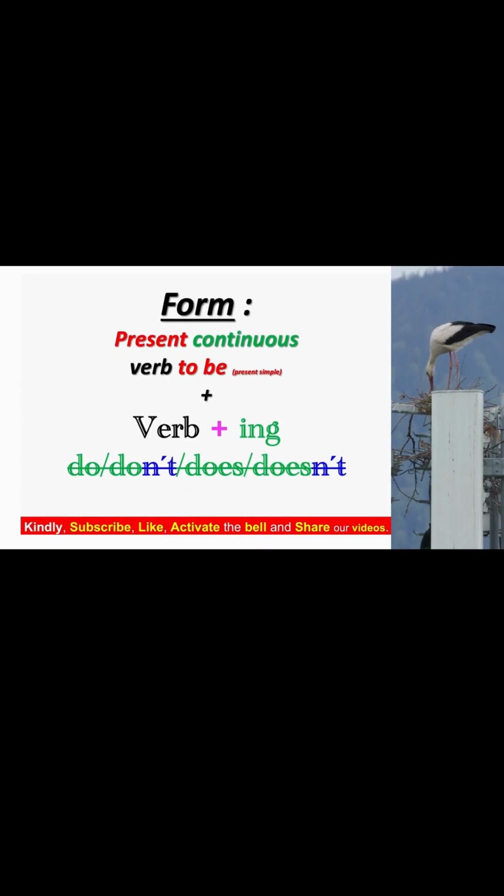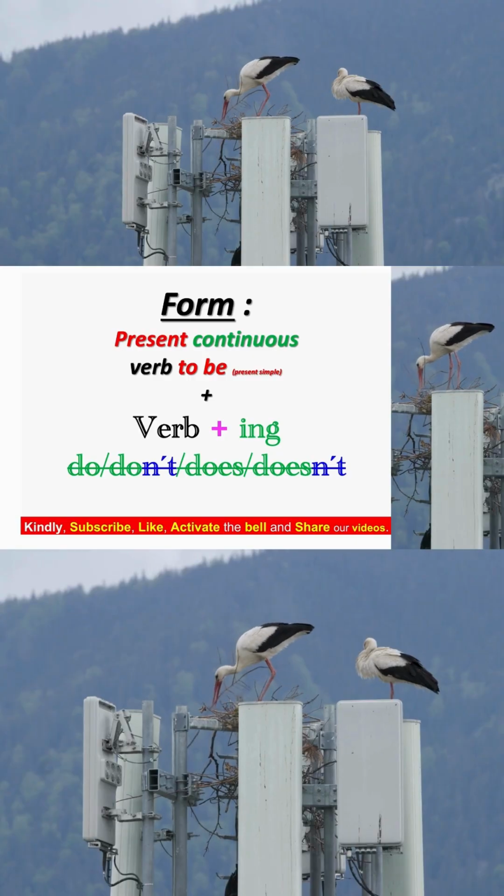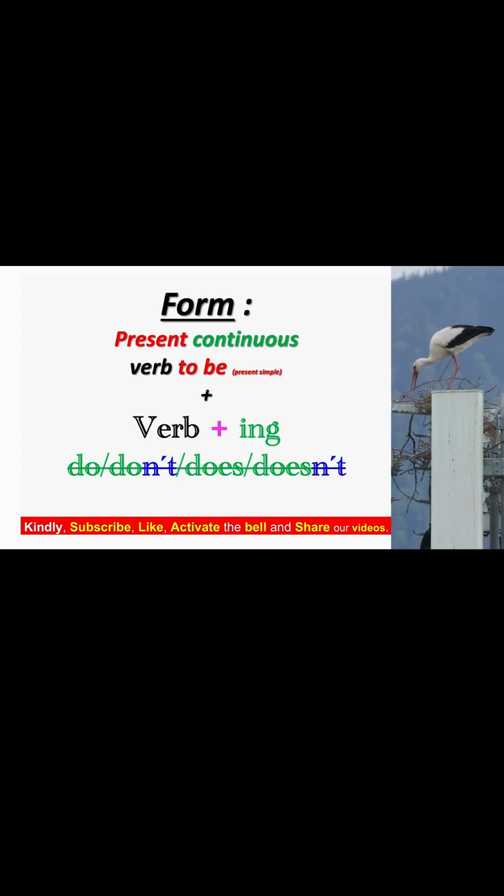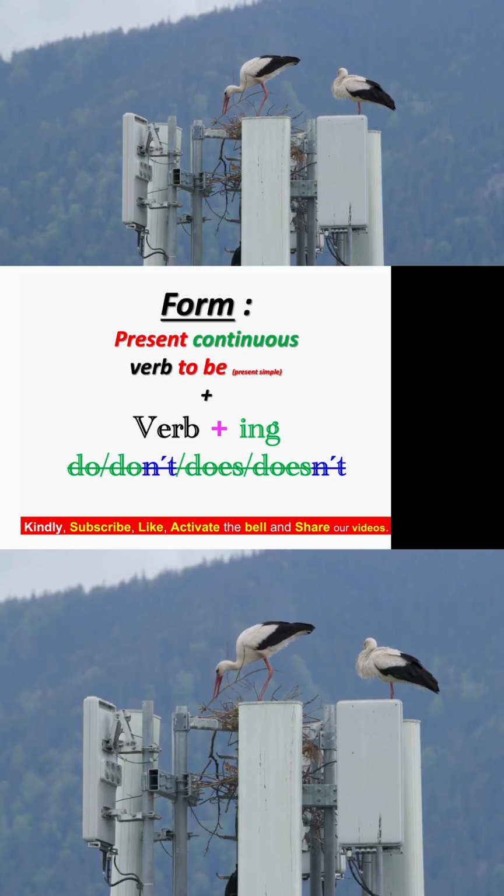The form. Present continuous has two parts: verb to be in present simple plus verb plus ing. In present continuous, we don't use do, don't, does, doesn't.